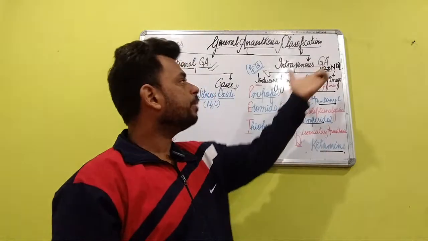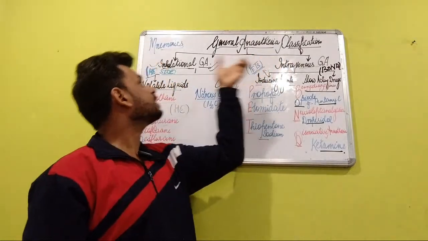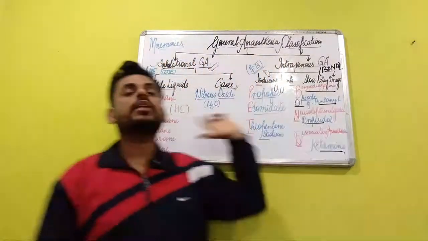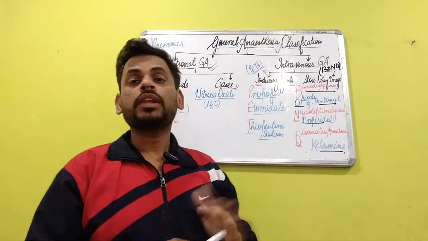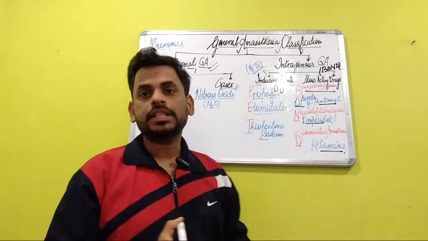So just by remembering the word BOND, the word PETS, and the word HE SIDE, we can very easily pen down in sequence the drugs which fall under the classification of general anesthesia.